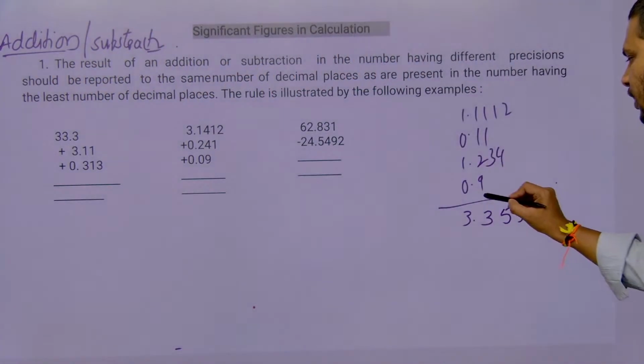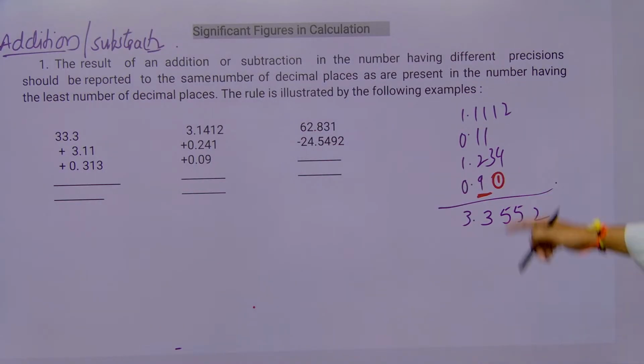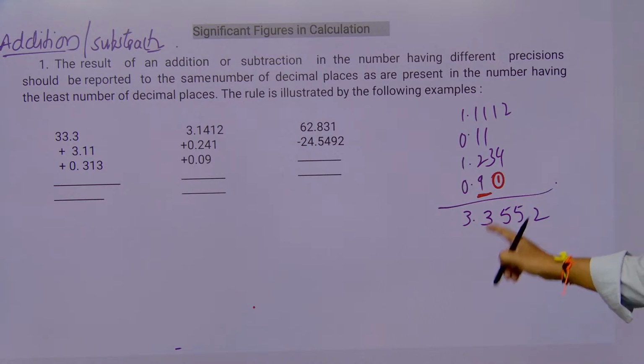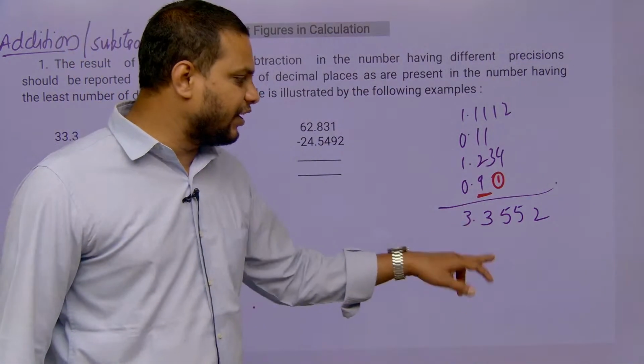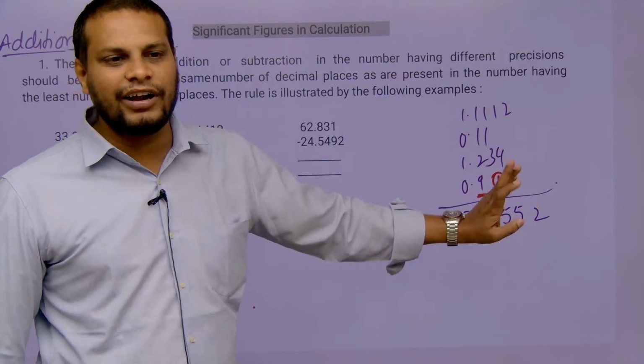0.9. How many decimal digits are there here? One decimal digit is there. Are you clear? In the given data, the one with the least decimal digits is 0.9, so only one decimal digit. So the final answer will be adjusted until we get the least decimal digits in the given data.